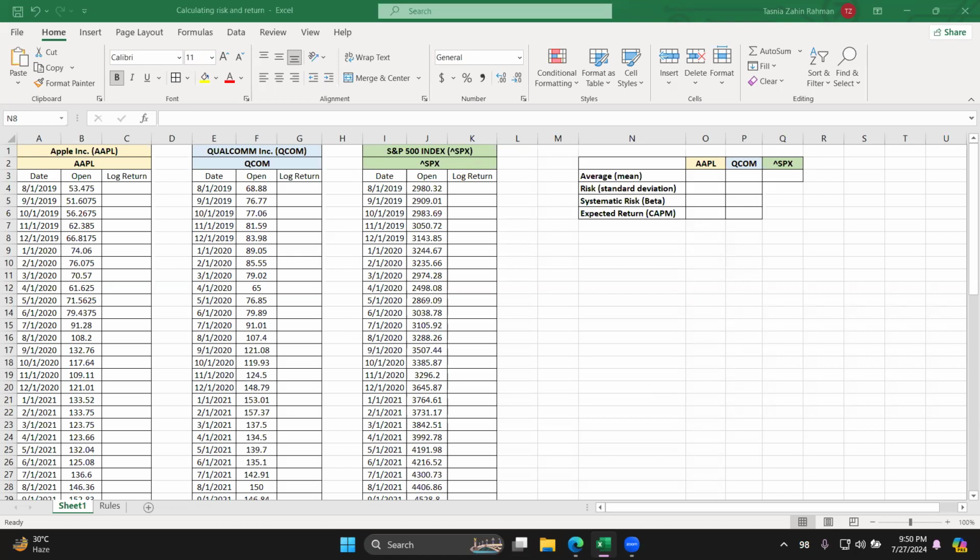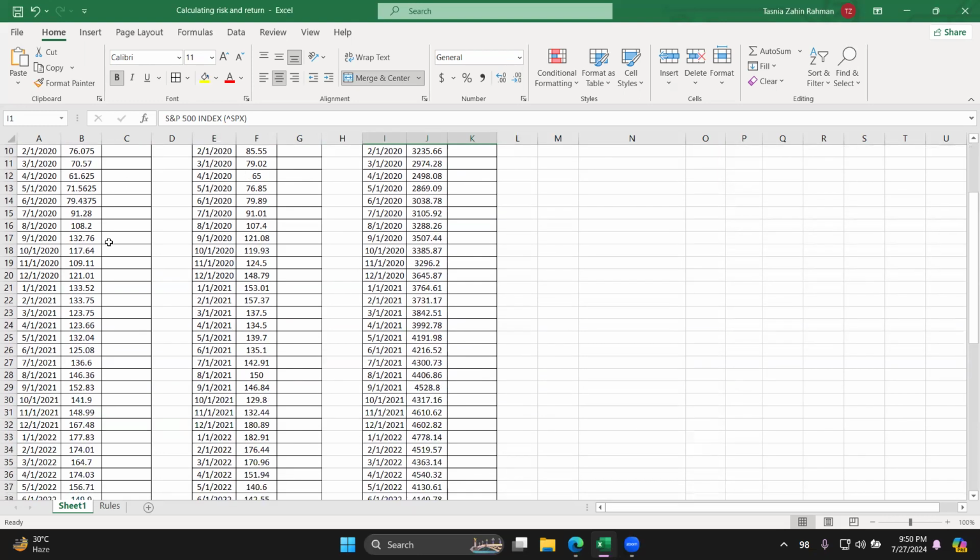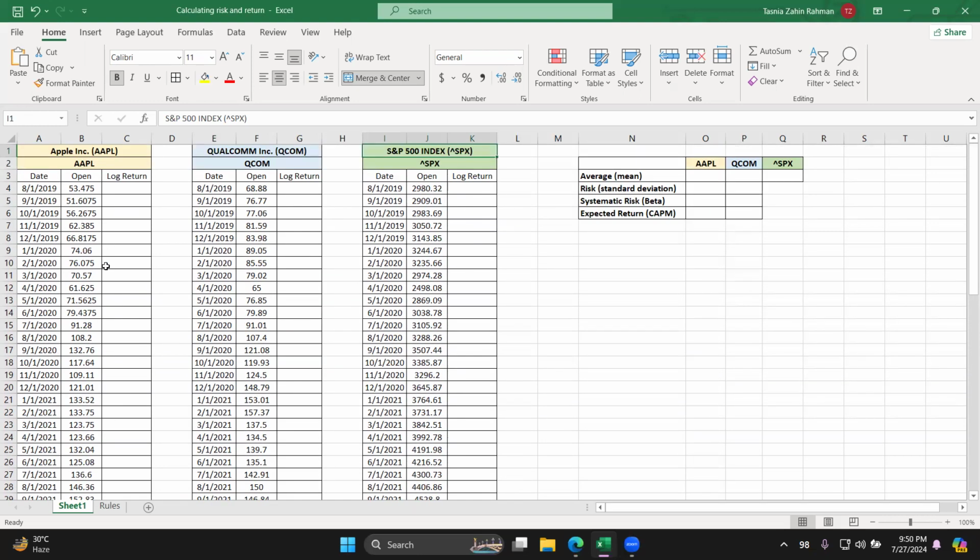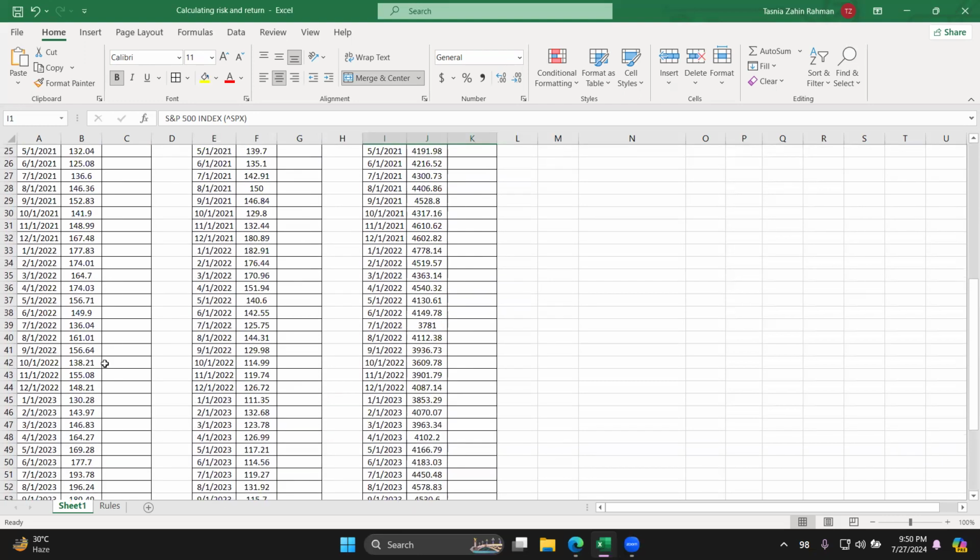So here, I am working with the opening prices of stocks from Apple and Qualcomm. And I also need the stock prices of a market index, for which I have chosen the S&P 500. We have monthly data of each of them for up to 5 years here, from 2019 to 2024.